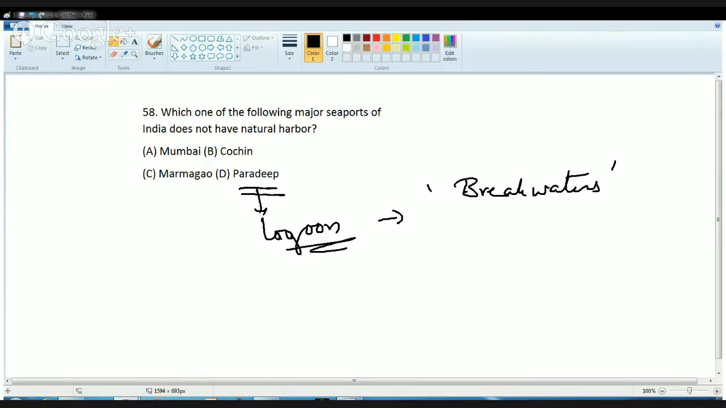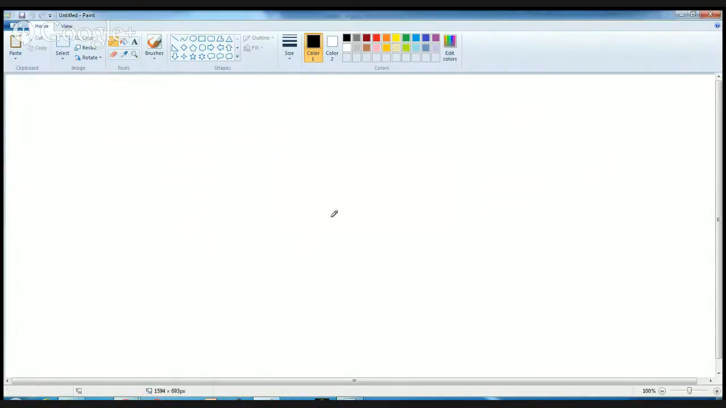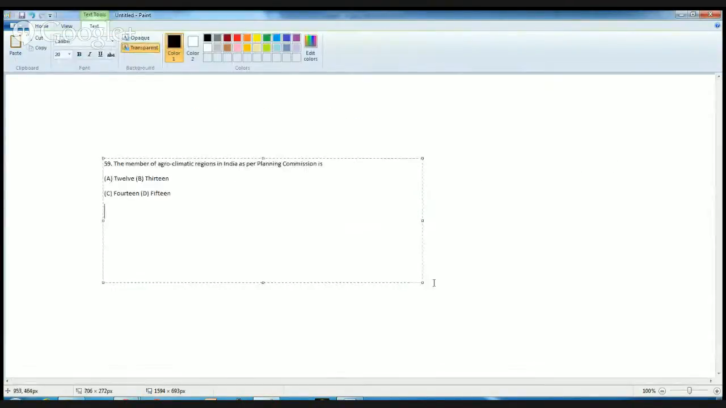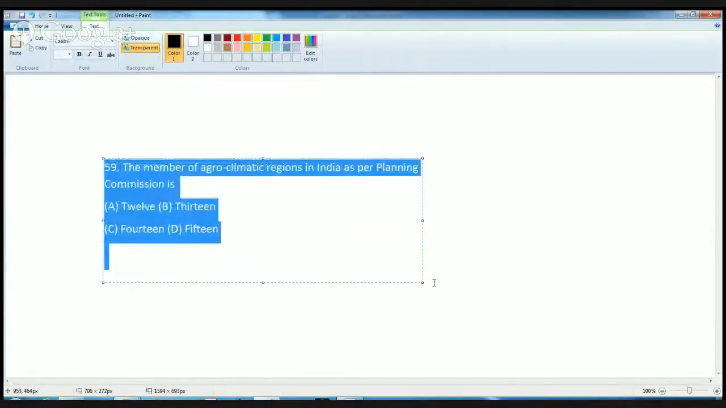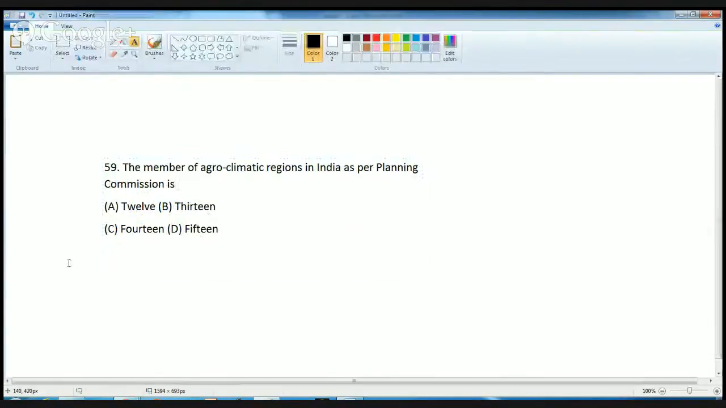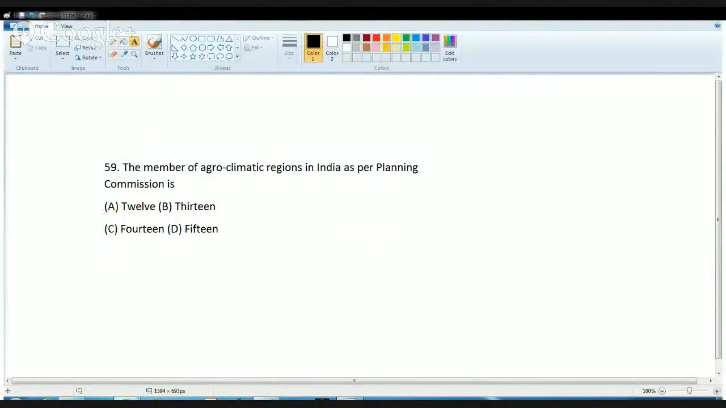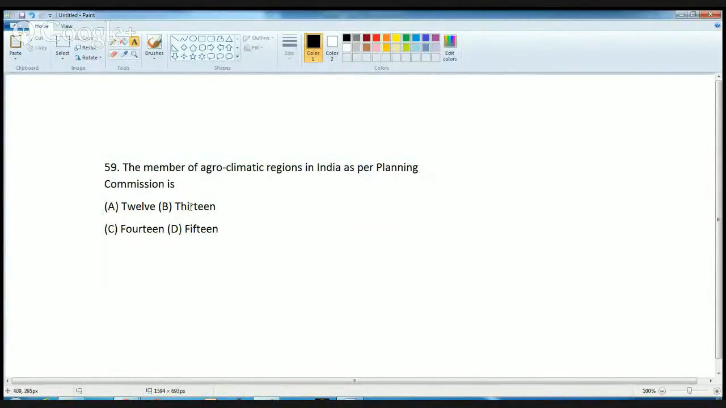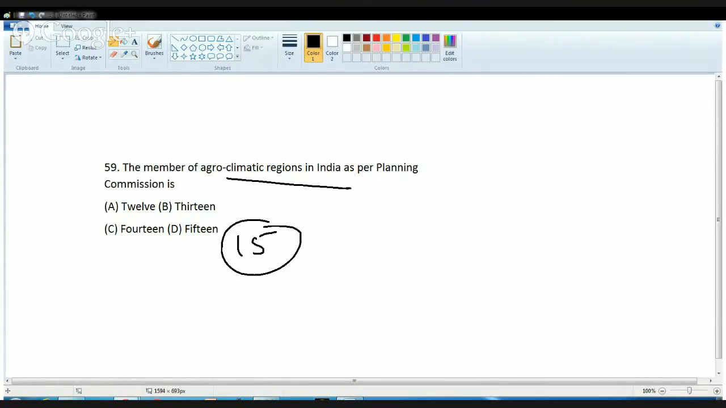The next question is again based on regional development. The number of agroclimatic regions in India as per the Planning Commission is? So the Planning Commission divided the country into 15 agroclimatic regions, and that was the basic classification that the Planning Commission is still using.